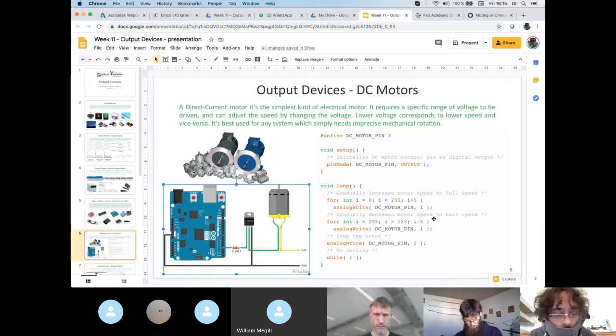Okay, questions about this code, guys? Or questions about how to drive a DC motor? Okay, I think we can go on with the next example.